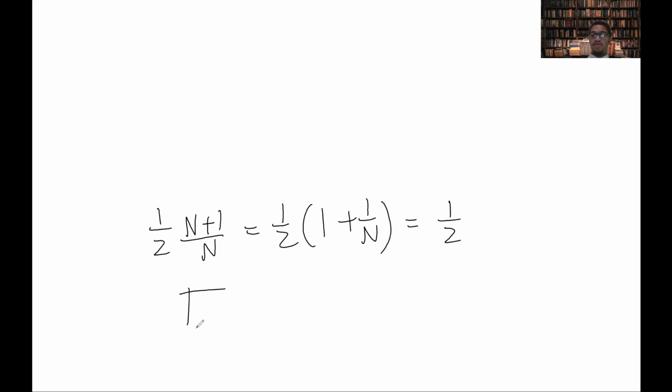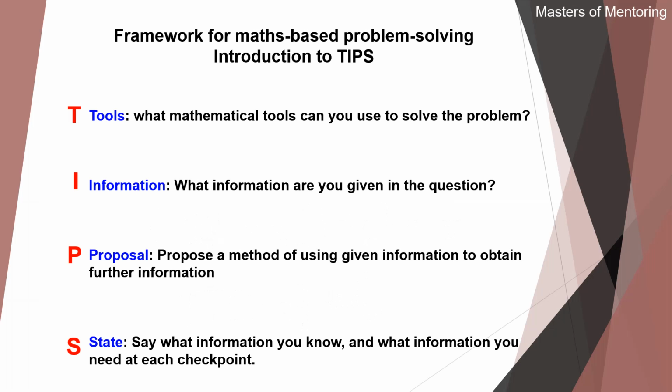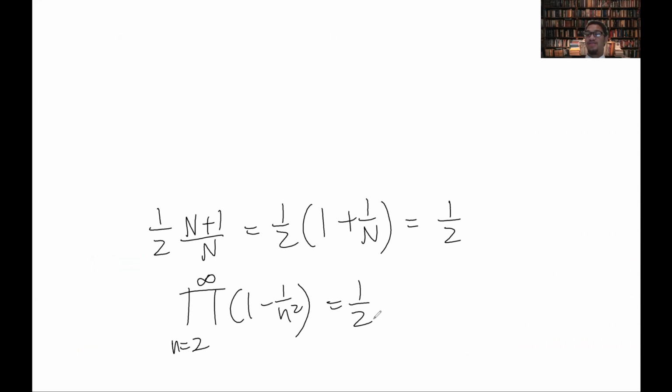So the product from 2 to infinity of 1 take away 1 over n squared is actually converging on a half. Thank you for listening to this TIPS technique demonstration where we use our tools, the information provided, we proposed something, and we stated along the way.